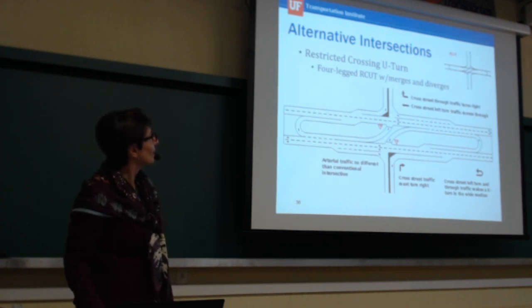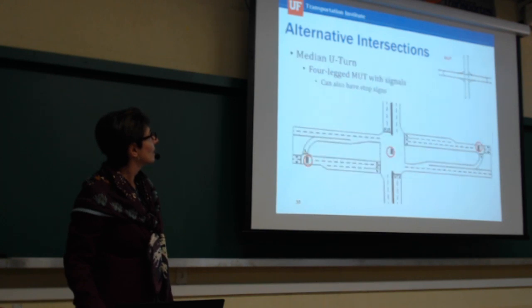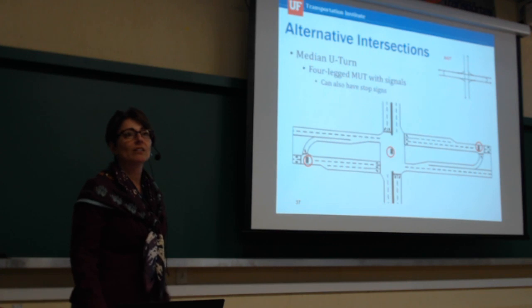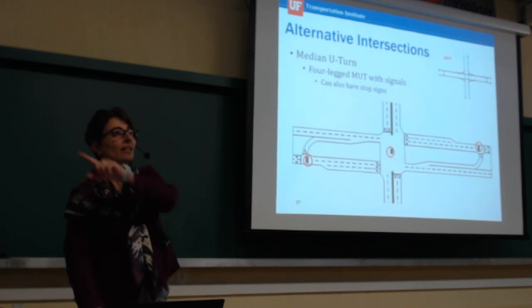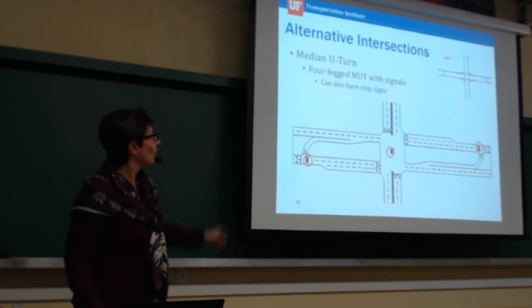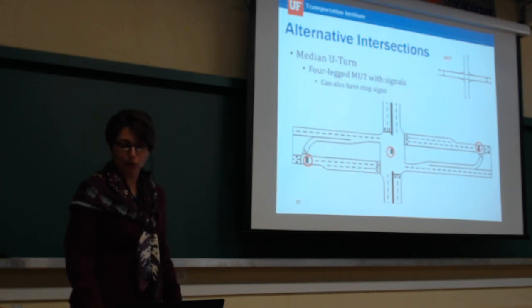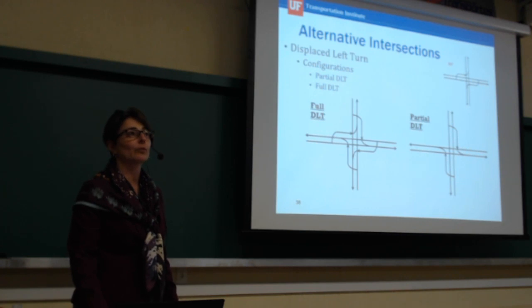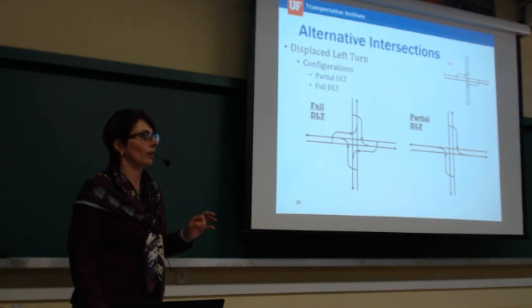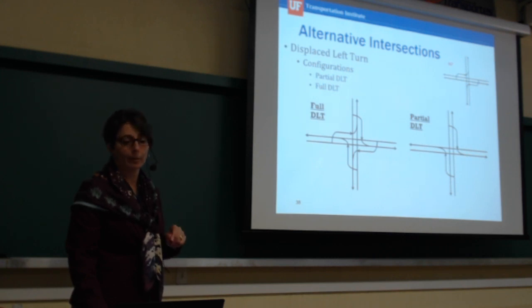This is with a slightly modified design. This is the median U-turn. Again, you're channelizing vehicles to avoid the left turns. You're channelizing them to go down the street and then come back in a U-turn. So there are several different types of designs, and most of them are to reduce the left turn conflicts, because these are the major problem in signalized intersections.